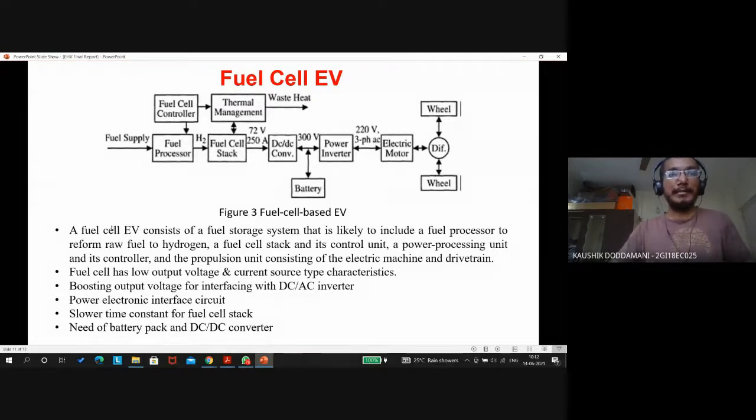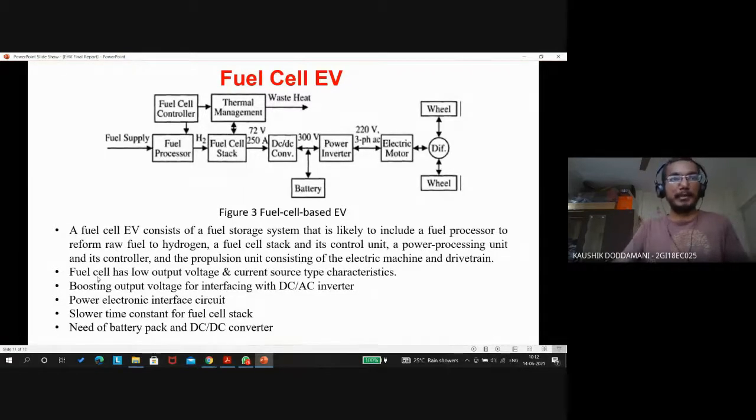Now to these points. A fuel cell EV consists of a fuel storage system that is likely to include a fuel processor and raw fuel hydrogen, a fuel cell stack and its control unit, a power processing unit, a controller and a propulsion unit. I have discussed all this in my block diagram, so I won't waste much time on this point.